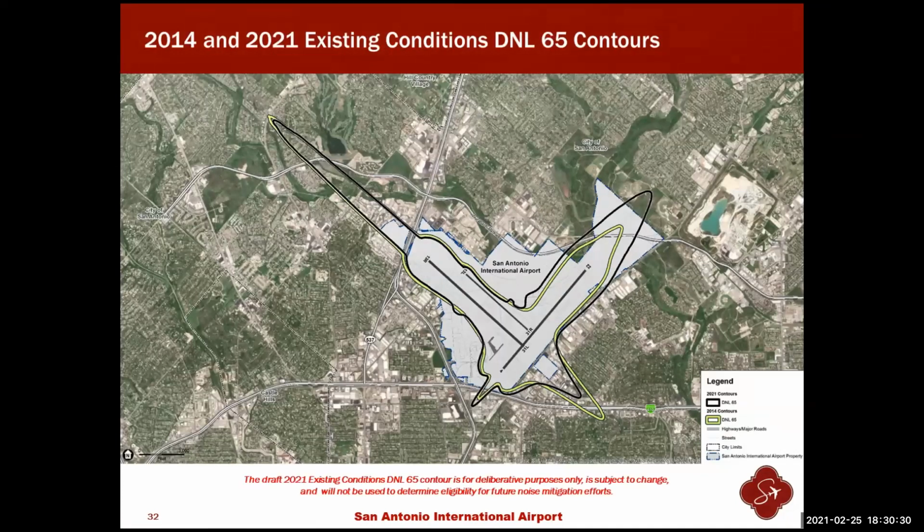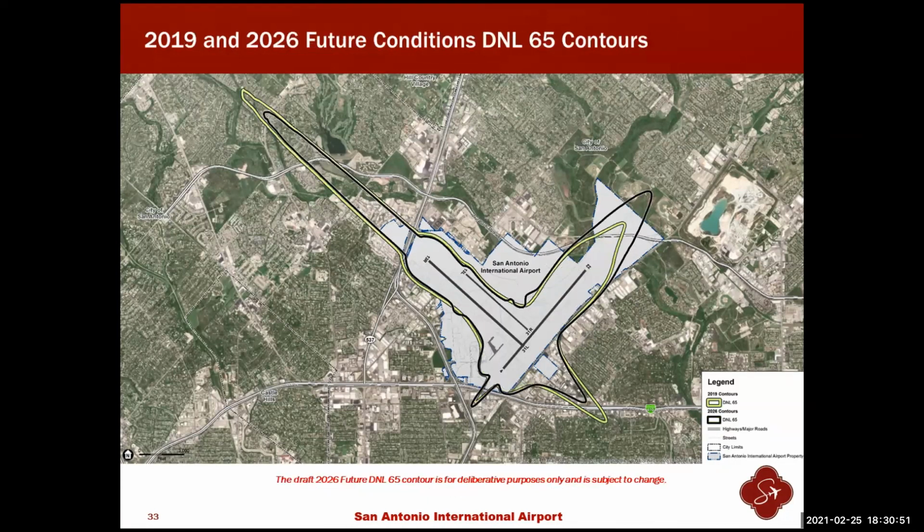As you can see in this comparison of the 2014 and 2021 DNL 65 contours, there have been some noticeable changes in aircraft noise exposure in the past 5 years. Changes in aircraft fleet mix, an increase in aircraft operations, and changing runway use patterns have all contributed to the differences in the DNL 65 contours over time. Similar to the previous comparison of the 2014 and 2021 baseline DNL 65 contours, a comparison of the 2019 and 2026 future conditions DNL 65 contours shows that predictions of future operational activity reflect anticipated changes in fleet mix and runway use patterns.